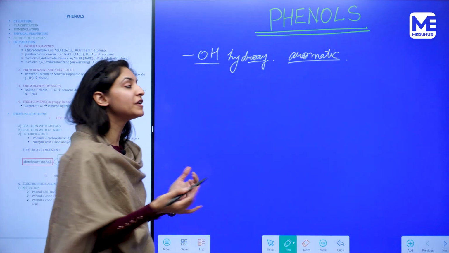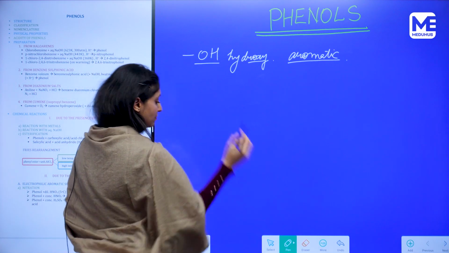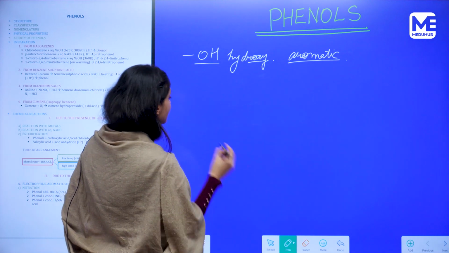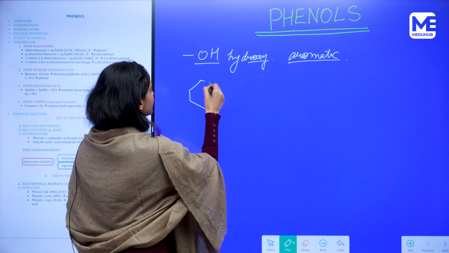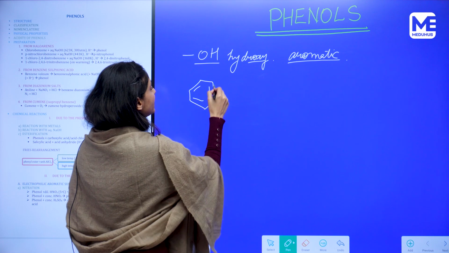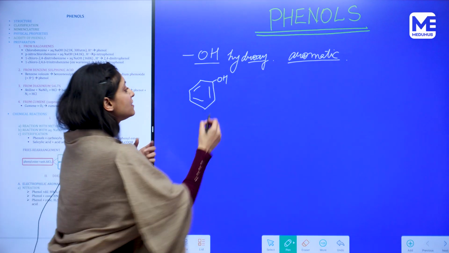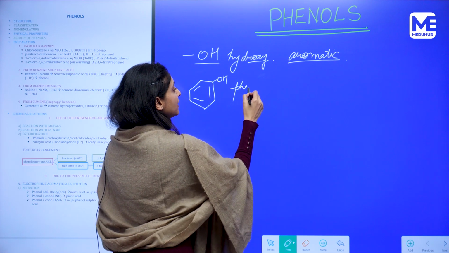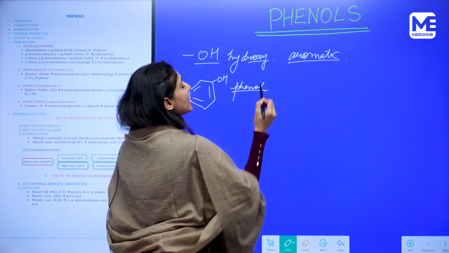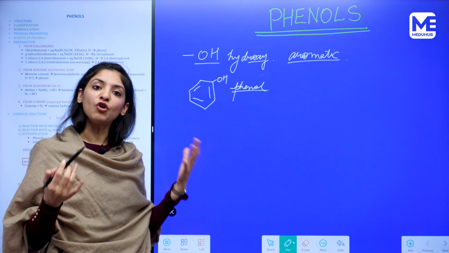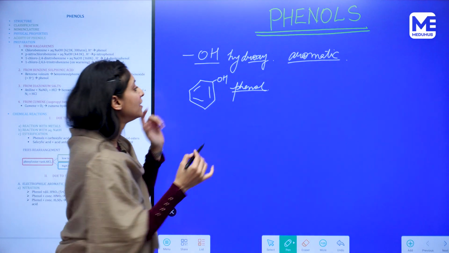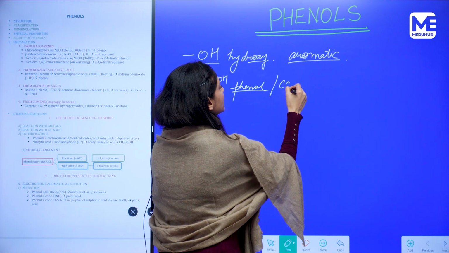So the simplest of phenols would be, we'll have a benzene ring to which an OH group is attached. So this hydroxybenzene is also called phenol. Phenol is the accepted IUPAC name and the common name for this hydroxybenzene. This is also called carbolic acid.